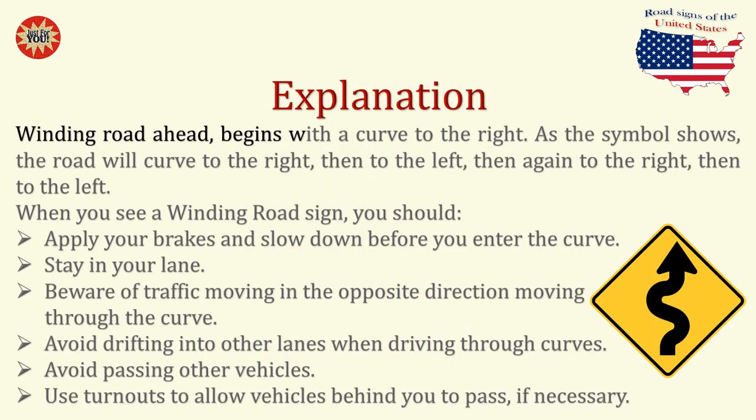Explanation: Winding road ahead begins with a curve to the right. As the symbol shows, the road will curve to the right, then to the left, then again to the right, then to the left. When you see a winding road sign, you should apply your brakes and slow down before you enter the curve. Stay in your lane. Beware of traffic moving in the opposite direction through the curve. Avoid drifting into other lanes when driving through curves. Avoid passing other vehicles. Use turnouts to allow vehicles behind you to pass, if necessary.